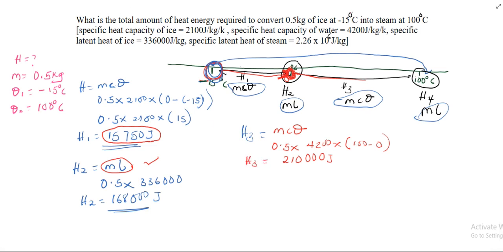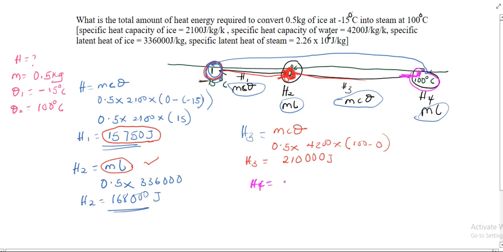Now, we have taken it to this point here. It has moved from ice at 0 to water at 0, and then to water at 100. The next thing is that you want to convert it to steam. You want to change the state from liquid to vapor. Because we are being asked to convert it from ice into steam, we have to use H4.